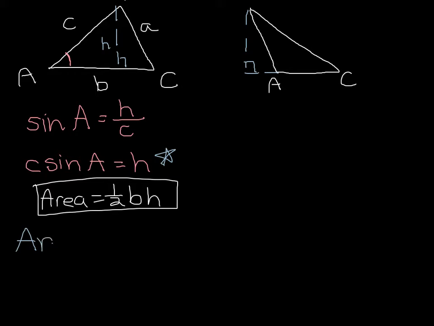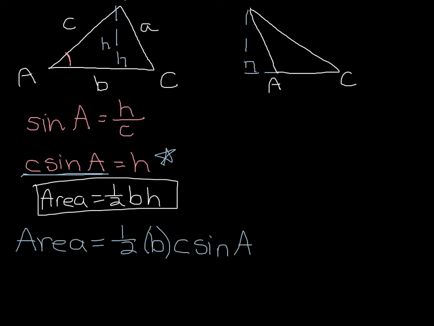So area equals 1/2, and the way I've labeled this triangle, I've put side B as my base, so I can write B for the base times the height, and I'm just going to use this expression that we solved for, C times the sine of A.